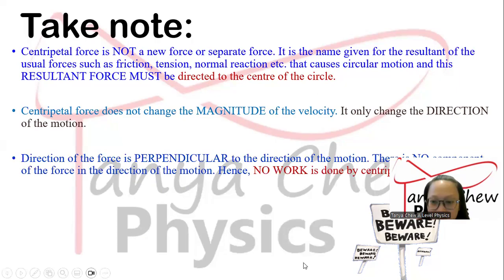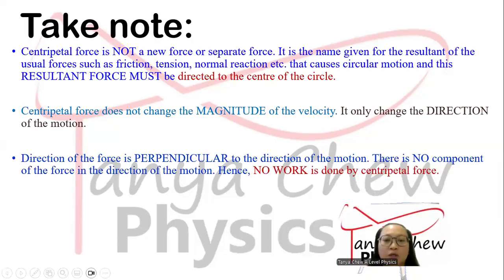And the direction of the centripetal force is always perpendicular to the direction of motion, or always perpendicular to the direction of velocity. And there is no component of the force in the direction of motion. That is why centripetal force does not do work on the object. So it is not responsible for making the object move any faster or slower.